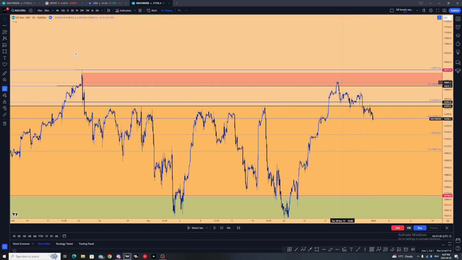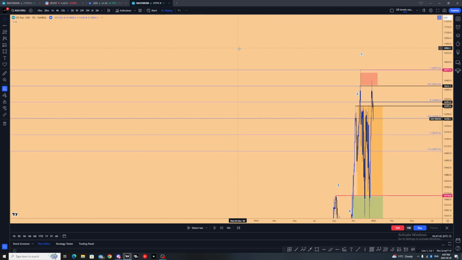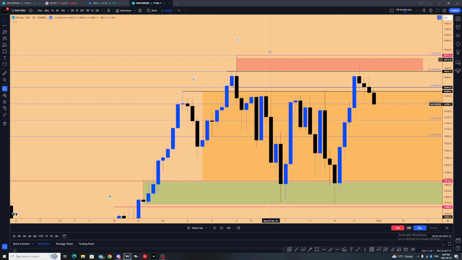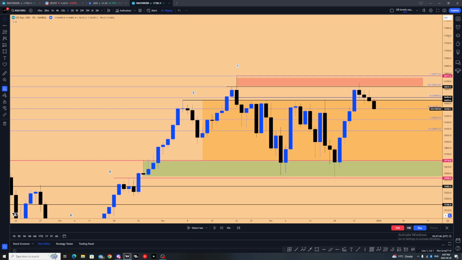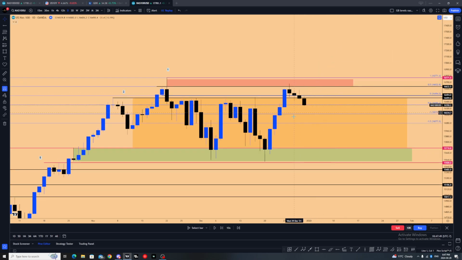So when you see something like that happening after testing a bearish order block, which is formed at the highest precedence of the SR level, that's where you need to be shifting your bias from being bullish to being bearish.